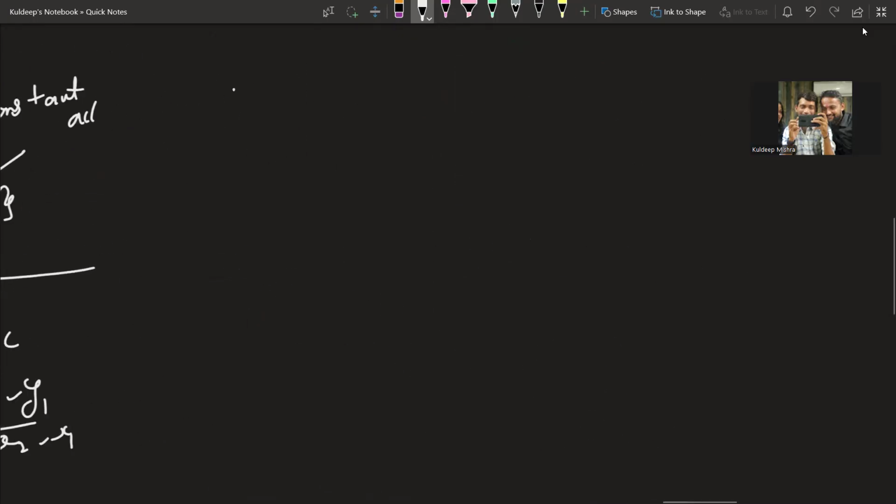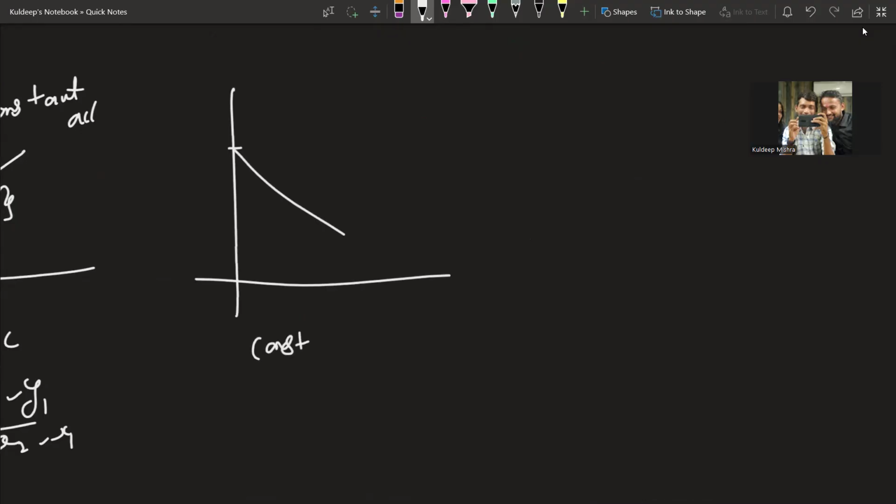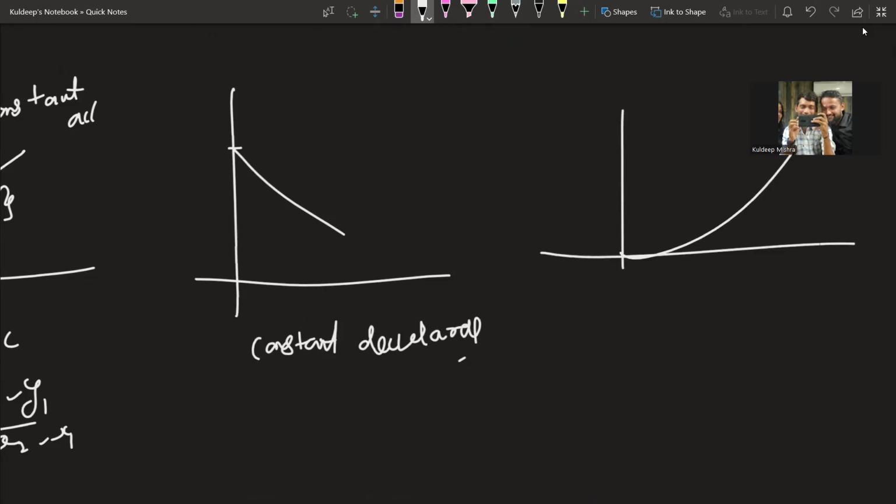And if it looks like this, then it's a constant deceleration. Constant deceleration. And if it is like this, then it is accelerated, but we don't know the acceleration. This is accelerated. In such graph, they will just tell you to find this thing. They'll tell you to find acceleration at a given point.